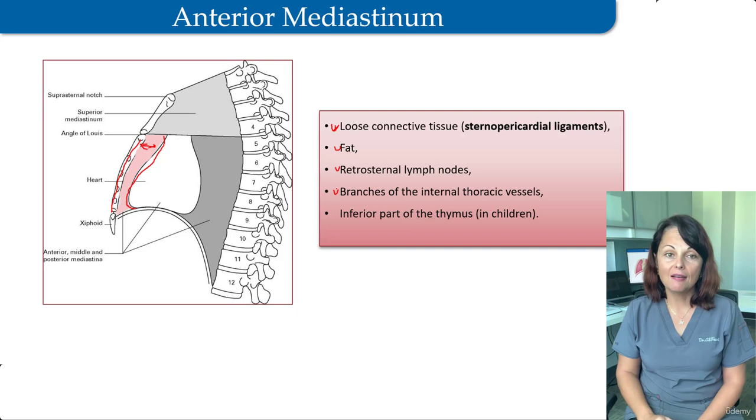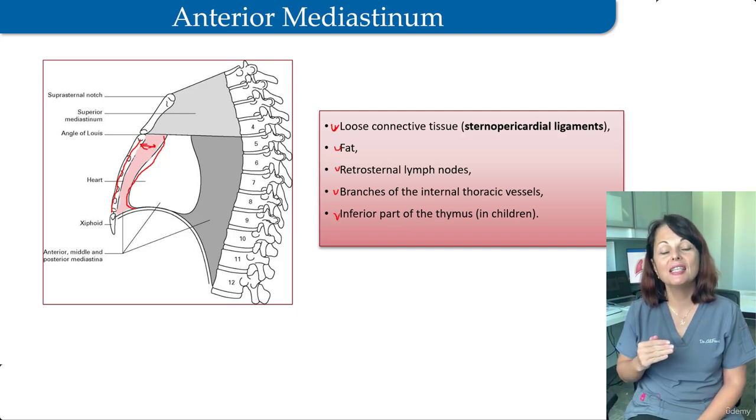As we previously discussed, the inferior part of the thymus may descend to the anterior mediastinum in infants and children. In some rare cases, this lymphoid organ may extend to the level of the fourth costal cartilage.